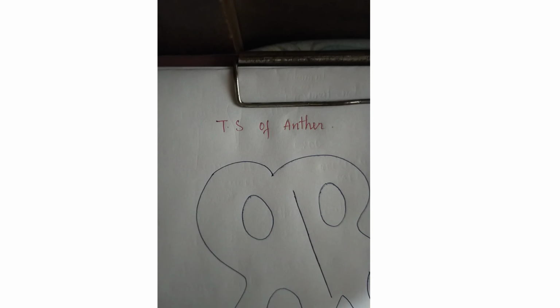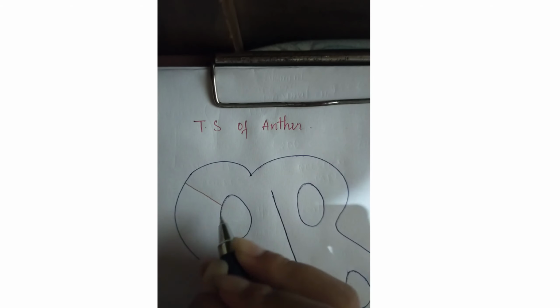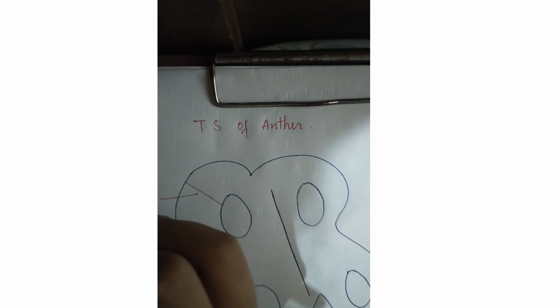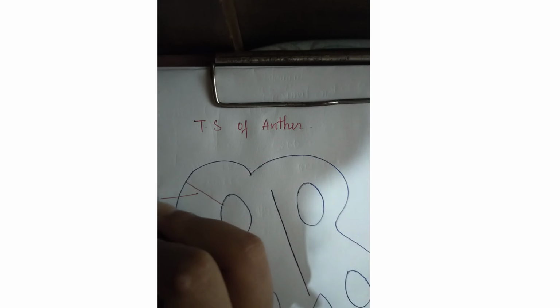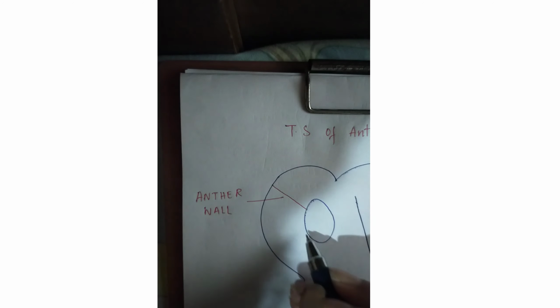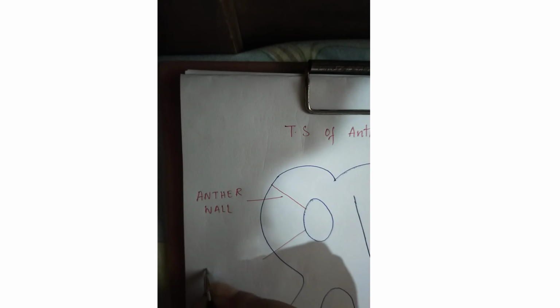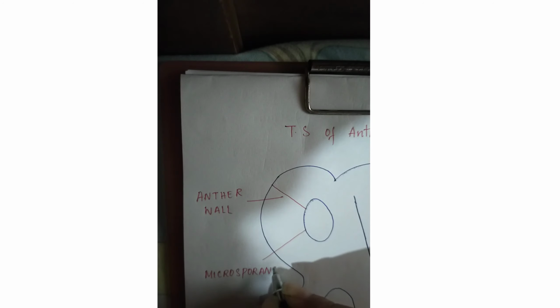So now, the anther is composed of the anther wall and the microsporangia. The anther wall is this part. From here till here is the anther wall. And this oval shape is the microsporangia.